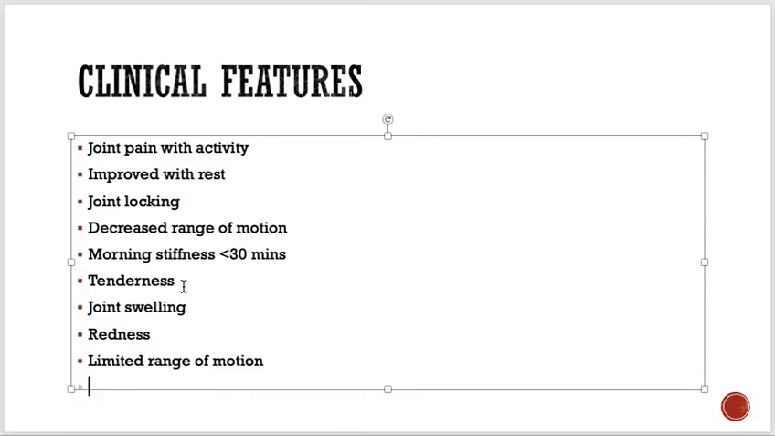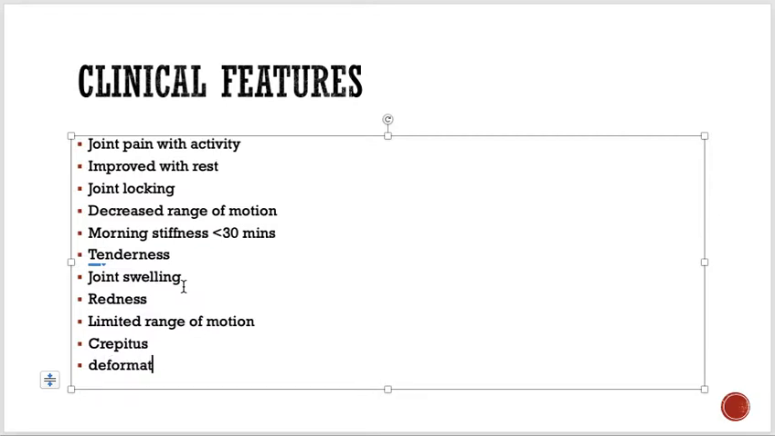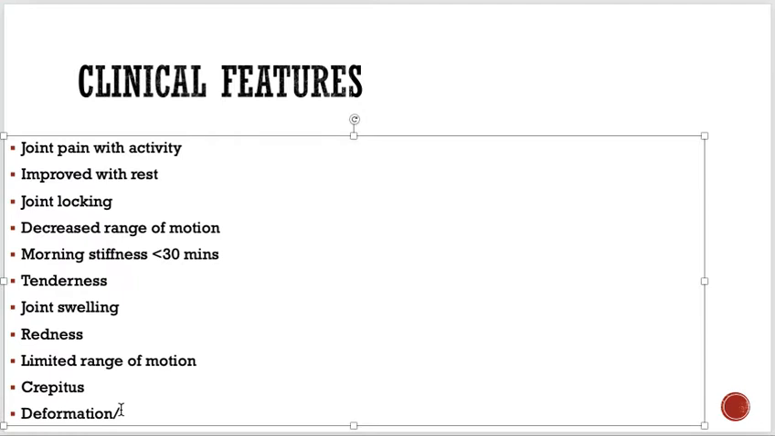And you can find crepitus. When you move the joint, you can hear the crepitus inside it. And you can find things like deformation. Deformation of the joint can be there, or you can say joint malalignment. So you can find any of these things on examination.